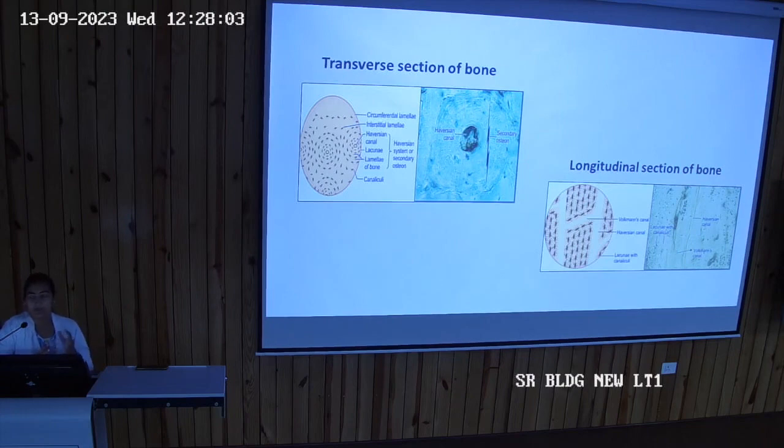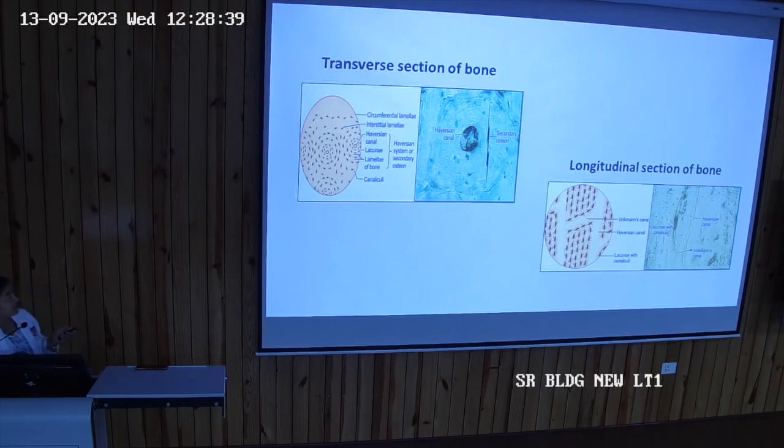If you see the compact bone, it is present in the form of concentric layers. When you section it, you can see a transverse section. In the transverse section, we can see a Haversian canal running. Around this Haversian canal, we can see some dotted lines. Those dotted lines are called the concentric lamellae. Between the concentric lamellae of two Haversian canals there are some other lamellae, which are termed interstitial lamellae. And on the outermost side the lamella present is the circumferential.